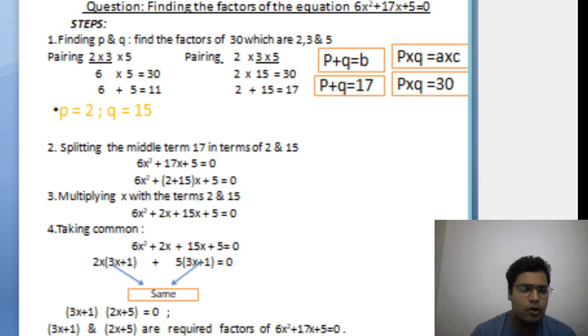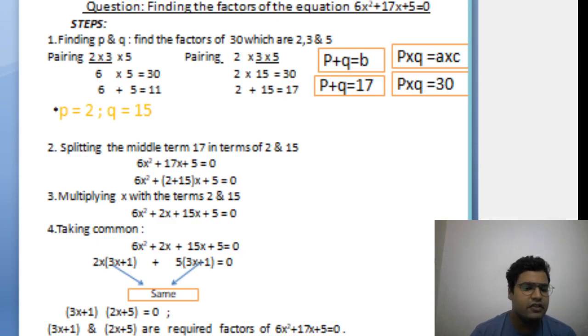The next step is we are going to take common from the derived equation. See how to take common. The common will be taken from the first two terms and the last two terms. The first two terms are 6x square plus 2x. The common term from 6x square plus 2x is 2x. So we take 2x common from the first two terms, and we are left with 3x plus 1. Applying this plus sign here, and from the last two terms, we take 5 as common. We are left with 3x plus 1. 5 into 3x plus 1 equals 0.